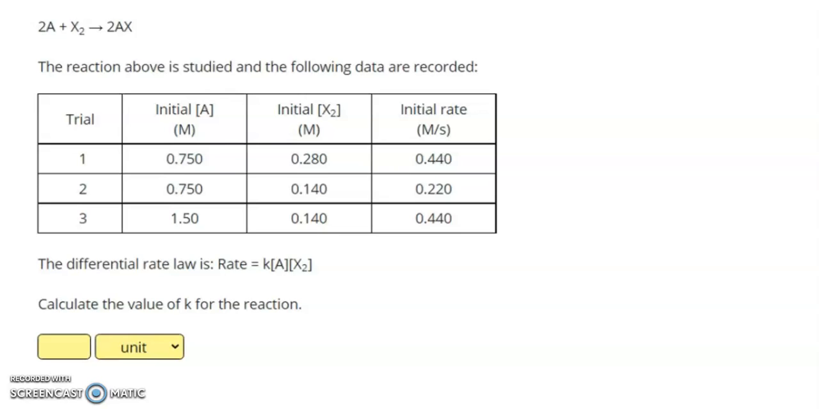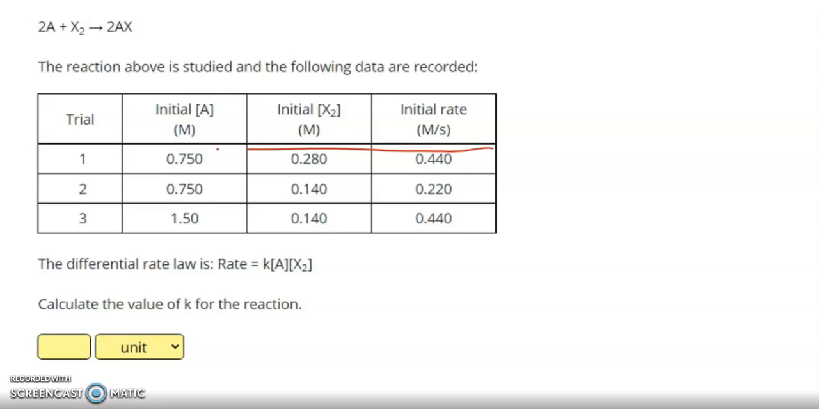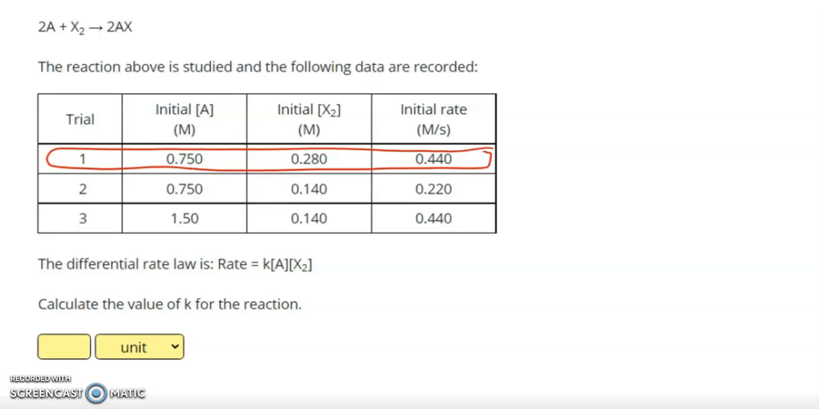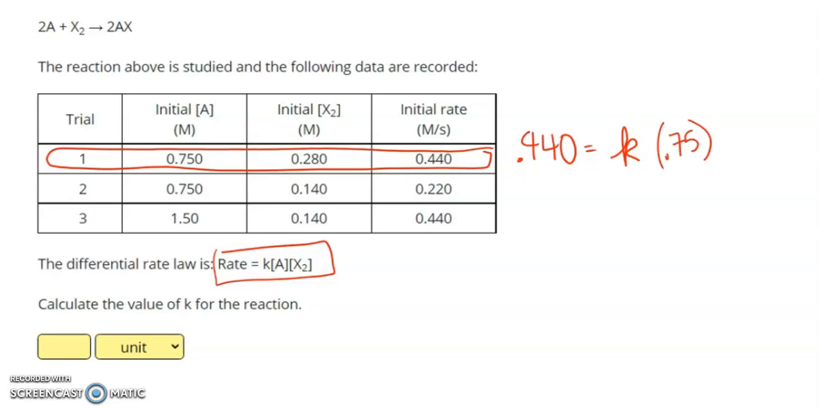So looking at this problem, since we have the rate law, we can just pick some values and plug them in. You can pick trial 1, 2, or 3. Any of those is fine. But I'm going to pick trial 1, and I'm going to use this data and plug it into rate equals k times the concentration of A times the concentration of X2. So I'm going to take my rate, which is 0.440, so 0.440 equals k times, let's see, concentration of A is 0.75 times concentration X2, so times 0.28.